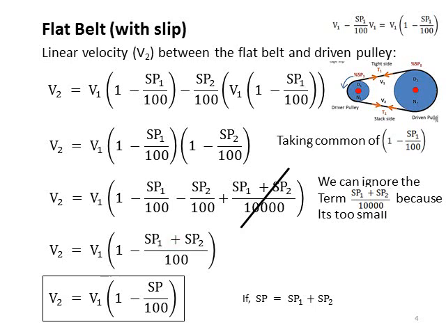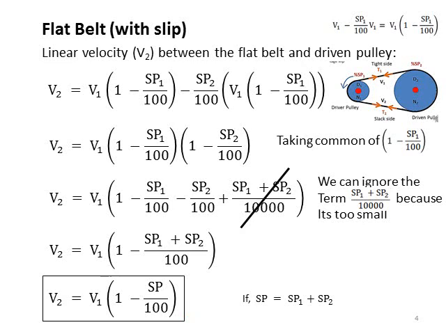Further, for the sake of simplicity, we are taking sp1 plus sp2 as equivalent to sp, the common slip of the driver and the driven pulley. So if we put the sp here, the effective velocity between the belt and the driven pulley becomes v1 into 1 minus sp divided by 10,000, bracket close.